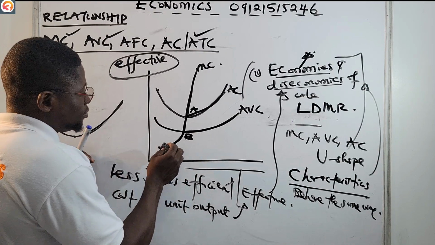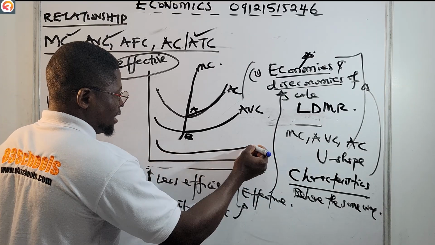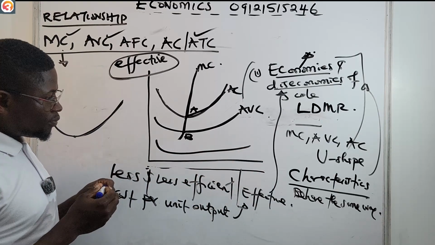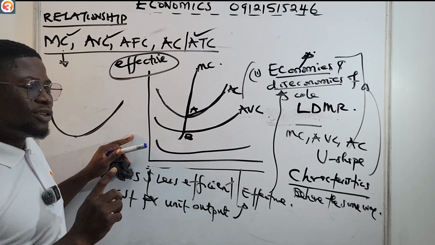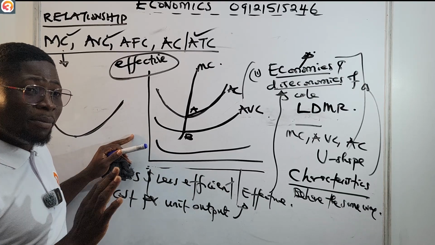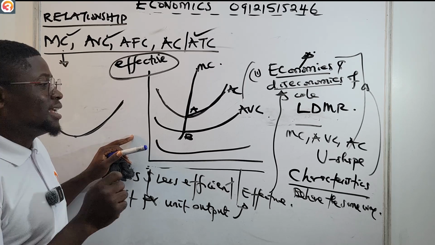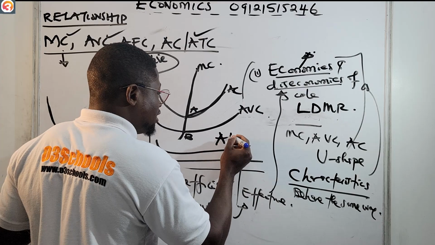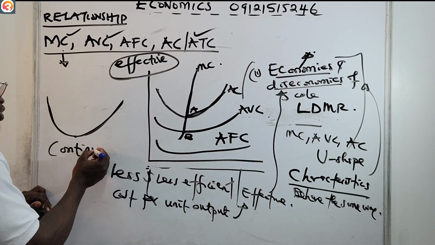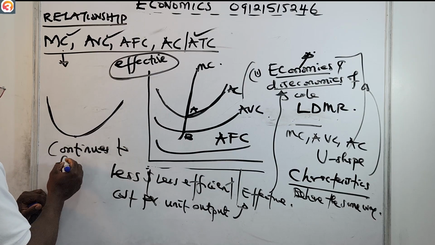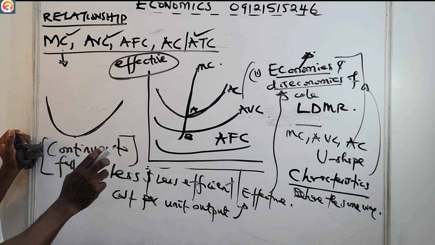Now, I also have the average fixed cost curve, which is somewhere like this. The average fixed cost is very, very important. You should understand it completely. It's very, very easy. The thing you should know about the average fixed cost is that as the output of a firm increases, the average fixed cost continues to fall. Please take note of that. Do not forget this. If you forget anything I've said today, do not forget this.